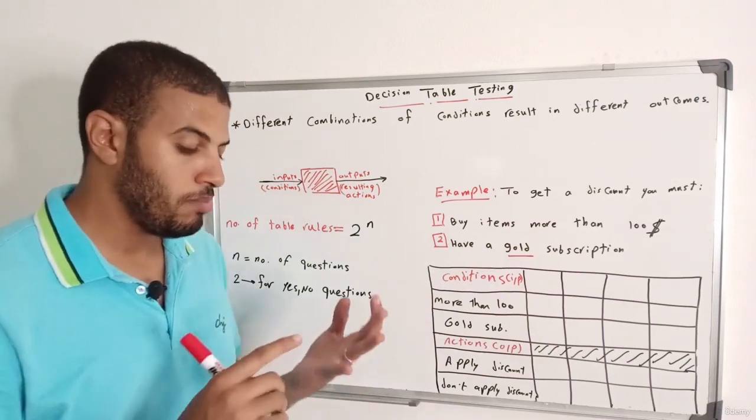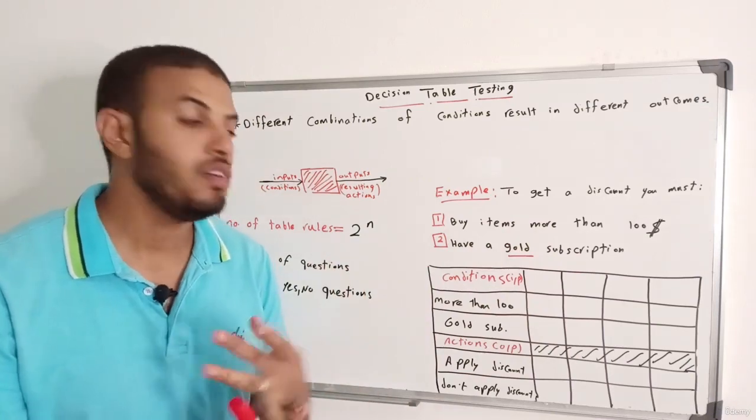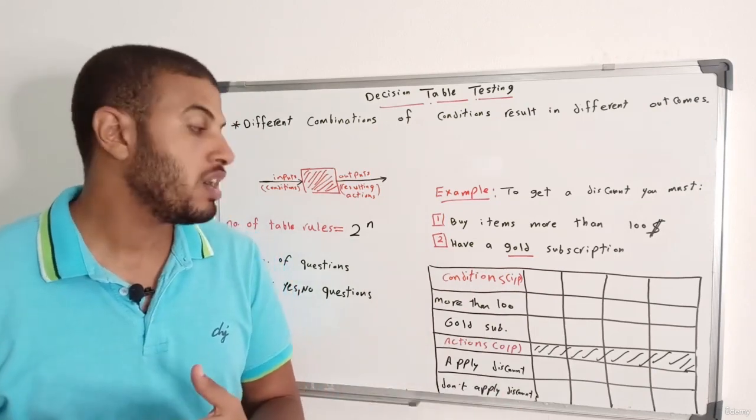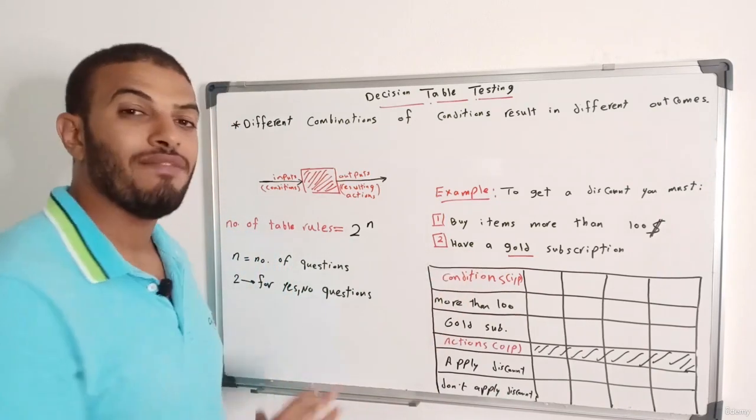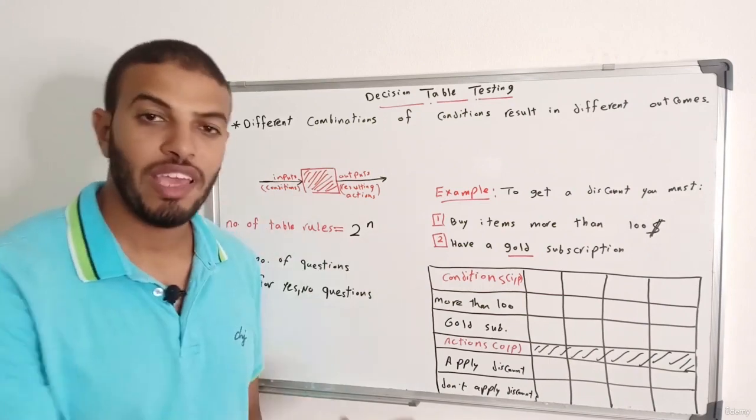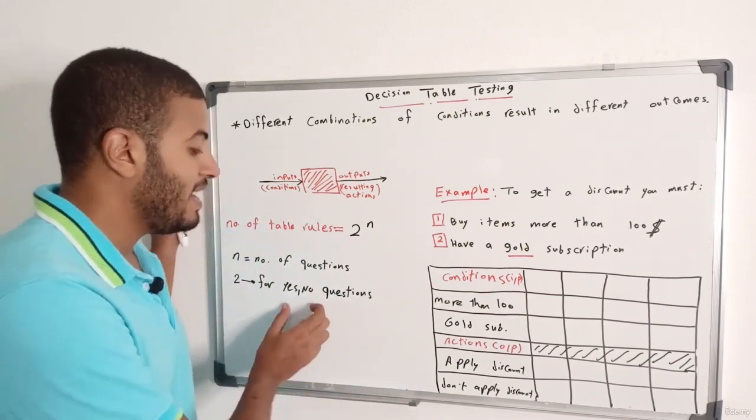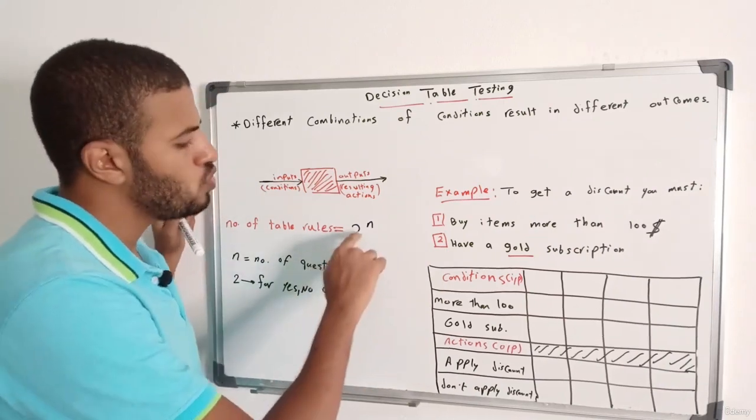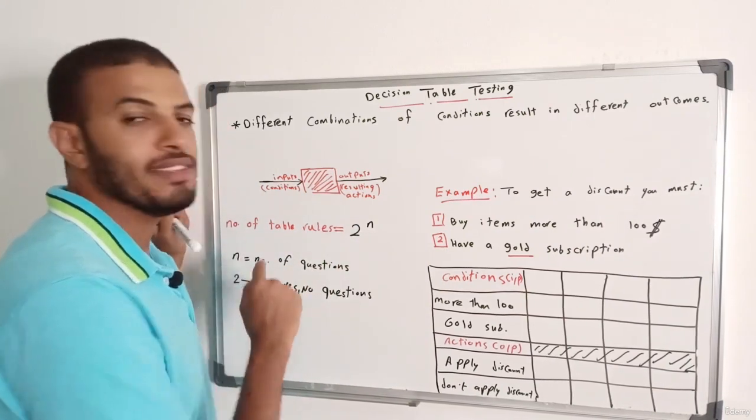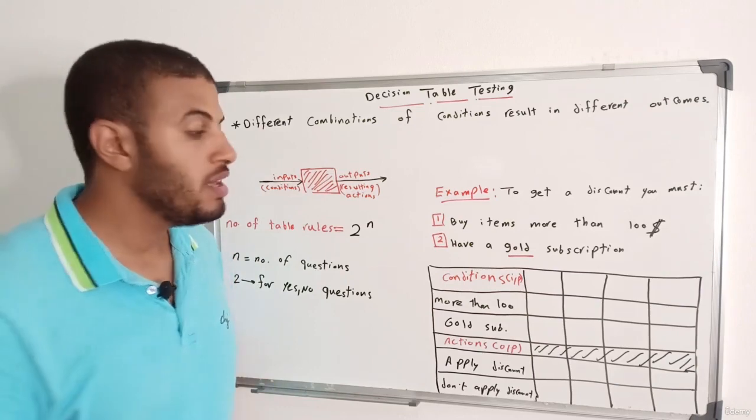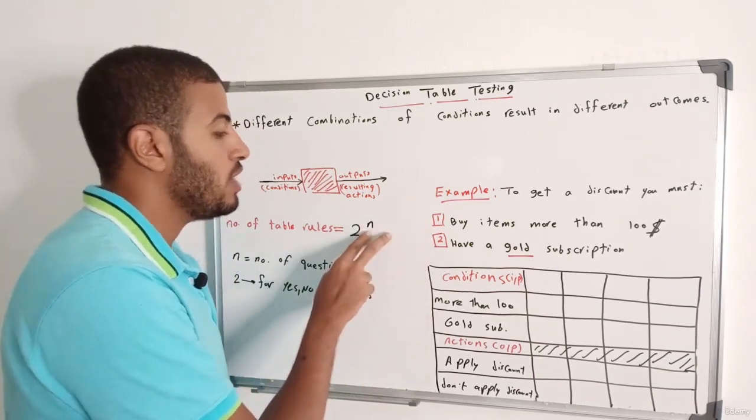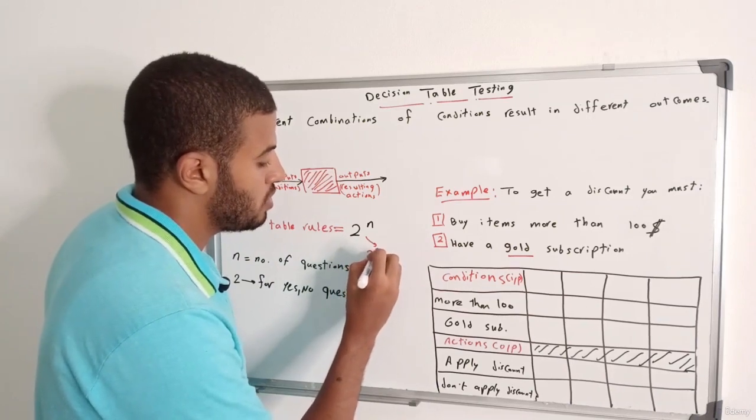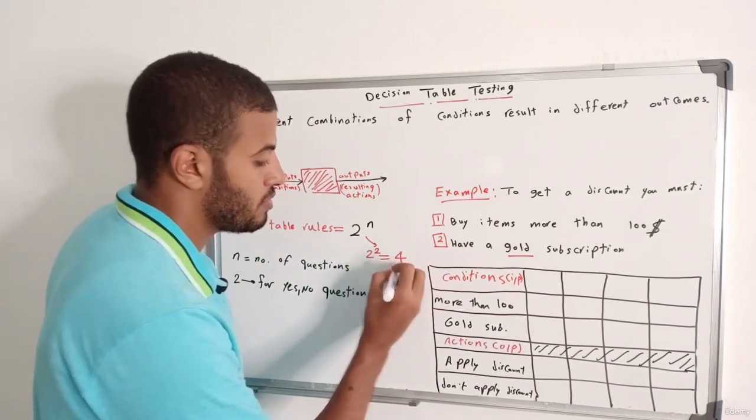Yes. The person may buy more than $100 items, or he may not buy more than $100 items. Also, he may have a gold subscription or may not have a gold subscription. So this is a yes no question, and that's why we have here 2. 2 to the power of n, and n is the number of questions. How many questions do we have here? We have 2 questions. So this will be 2 to the power of 2, which is 4.